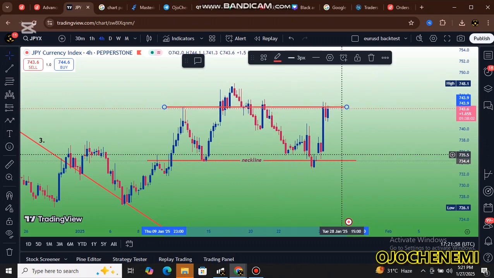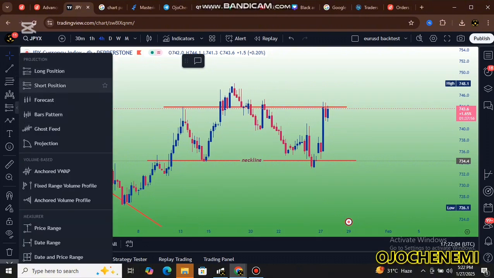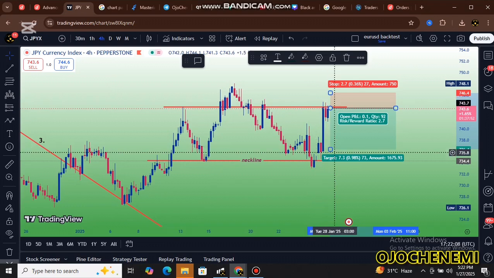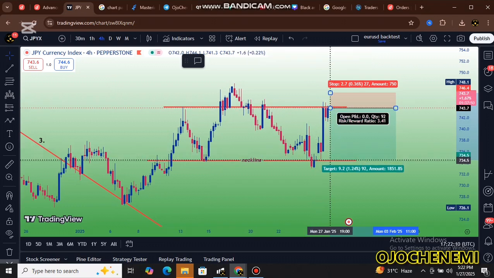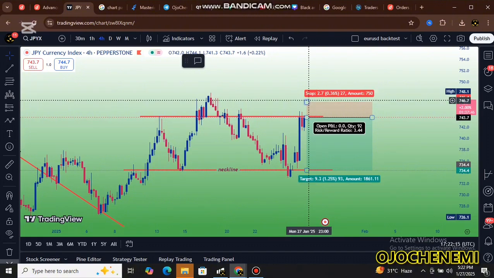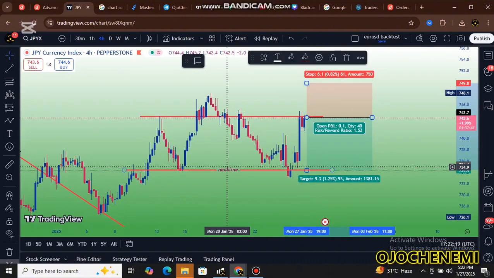The market will break below the neckline, retest the neckline again, then continue to the downside. That's what we are expecting right here. I'm expecting this market to come to this zone. At least it will break this zone. So the market will definitely break the neckline.